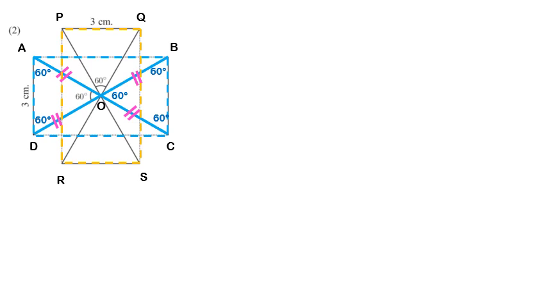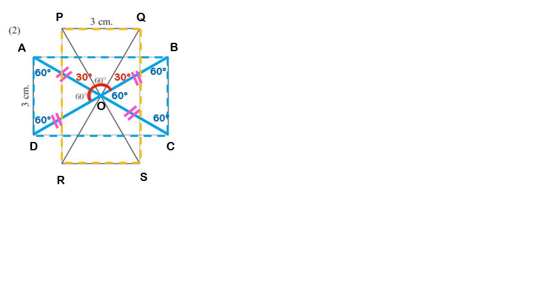Let us see the angle in between diagonal AC and diagonal PS. When we take this linear pair, we can say angle AOP and angle BOQ are 30 degree.